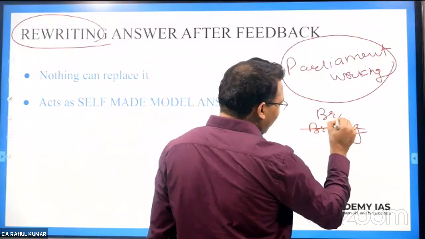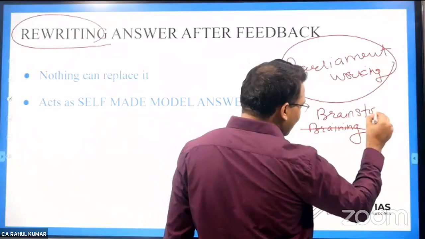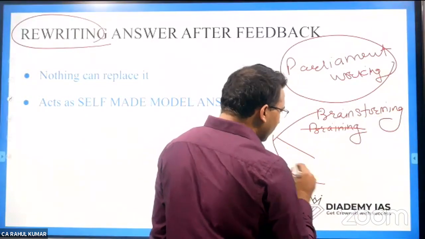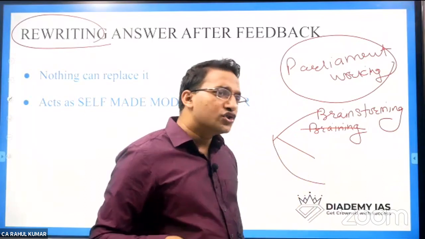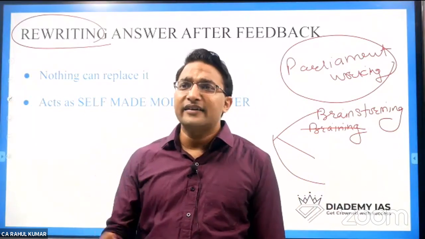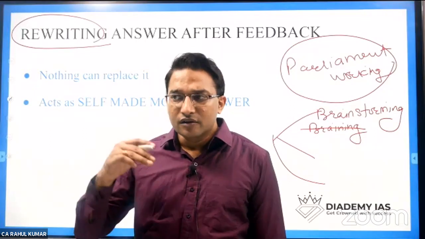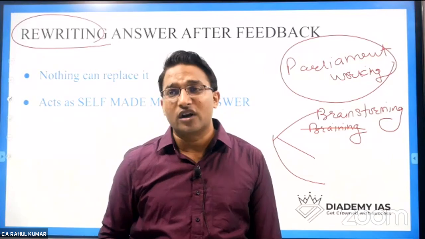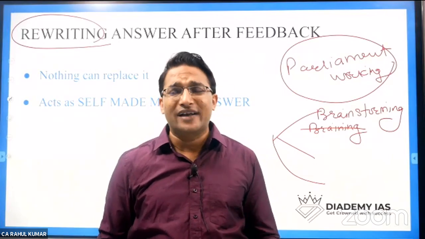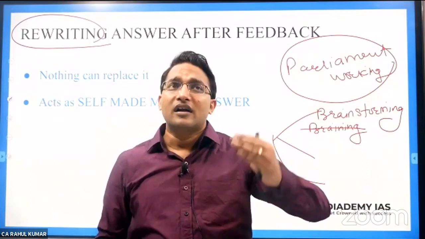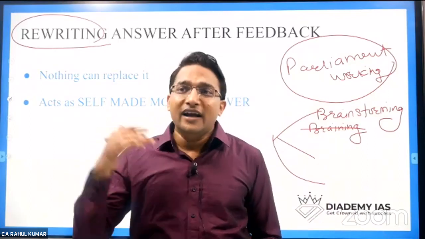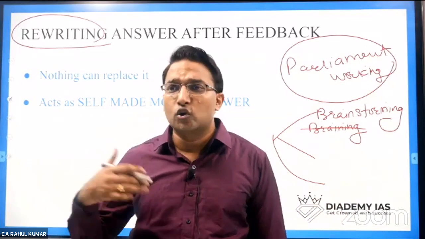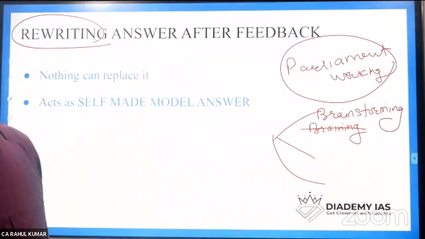So this is the brainstorming. Once you have done the brainstorming, you have written the answer, and then you have evaluated. After evaluation, you again rewrite the same answer and try to ensure that the mistake you made previously is not repeated. For example, if previously you exceeded the word limit, this time try to identify that you should not repeat this mistake again.